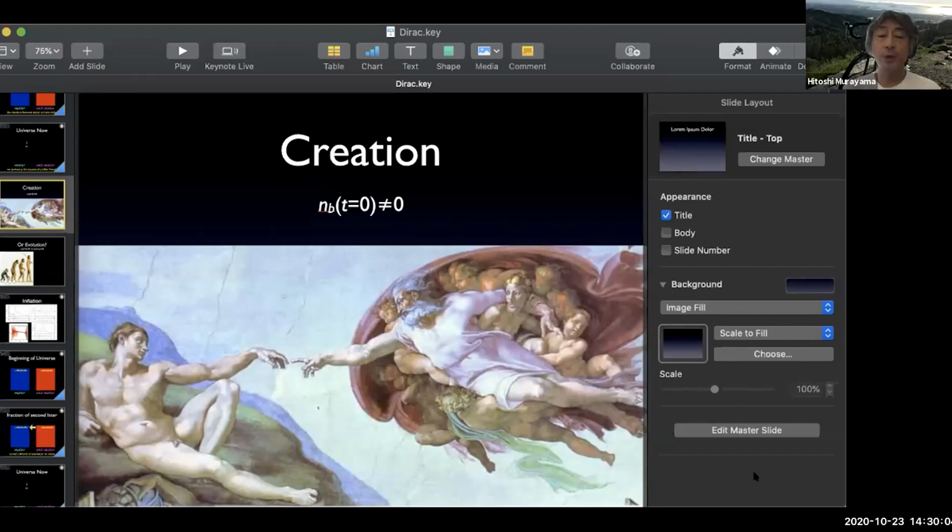Yeah. So what we are talking about as asymmetry, as I mentioned, is the ratio of the difference between matter and antimatter over the number of photons.